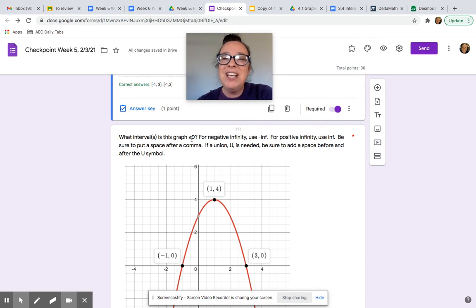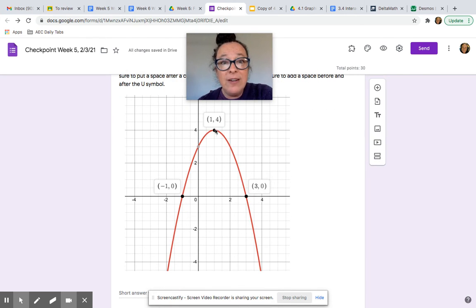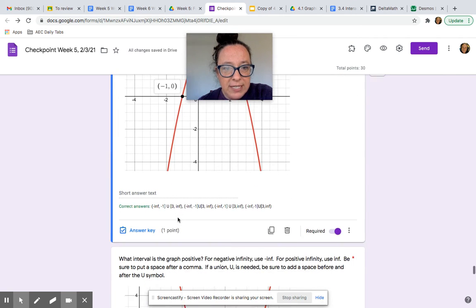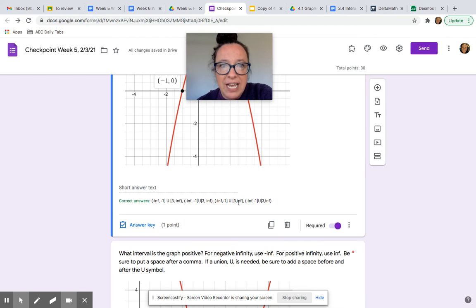This one, where is the graph less than or equal to 0? On your note cards, you have 1 or even 2 that say that means that's where it's negative, including the x-intercepts. So where is this negative, including the x-intercepts? That's right here and right here. So if I were to smush this up, that would be negative infinity to -1 with a bracket. And then if I were to smush this one up, that would be bracket 3 to infinity.